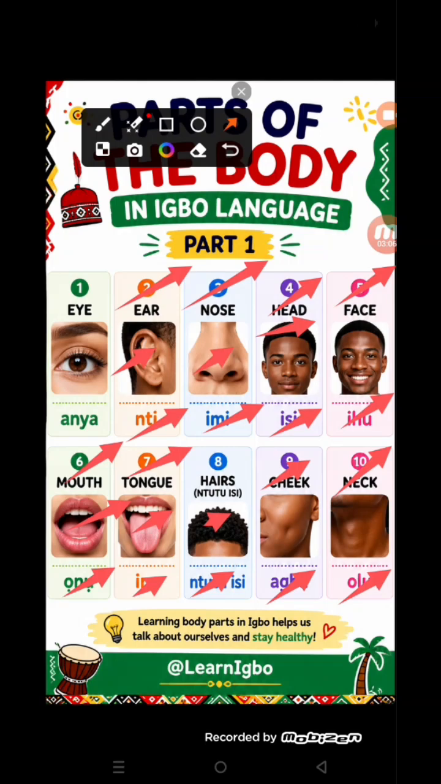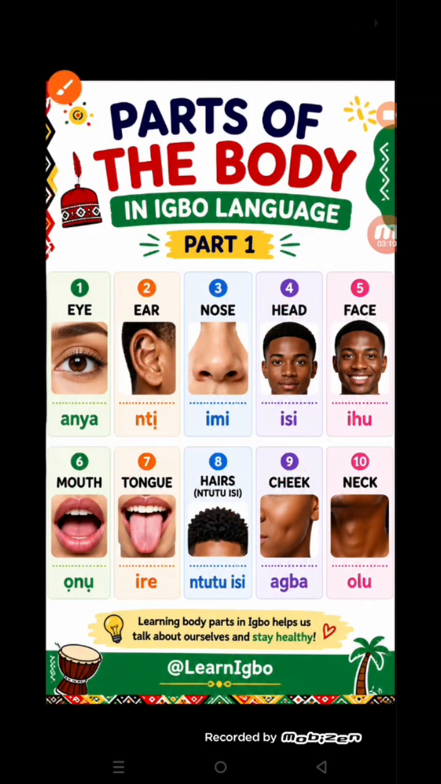So these are the 10 in our part 1 of parts of the body in Igbo language. Learning these parts of the body in Igbo language helps us to talk about ourselves and stay healthy, because these are areas we need to keep clean, keep healthy, and these are commonest used words. So when children are learning Igbo language, maybe Igbo families living abroad are teaching children, use this video to tell them, at least when they start being able to do this, then they can grow from there.